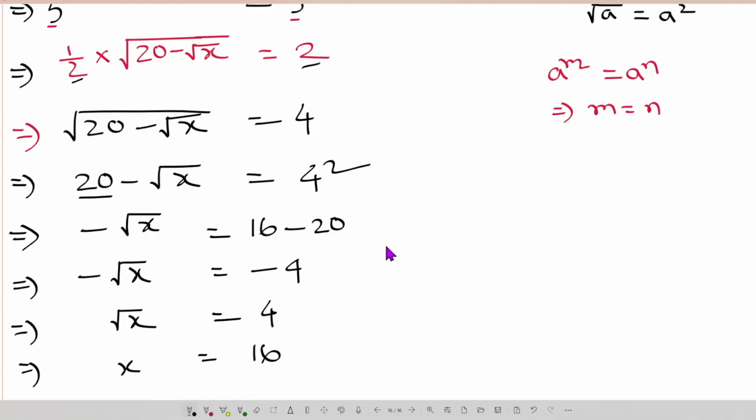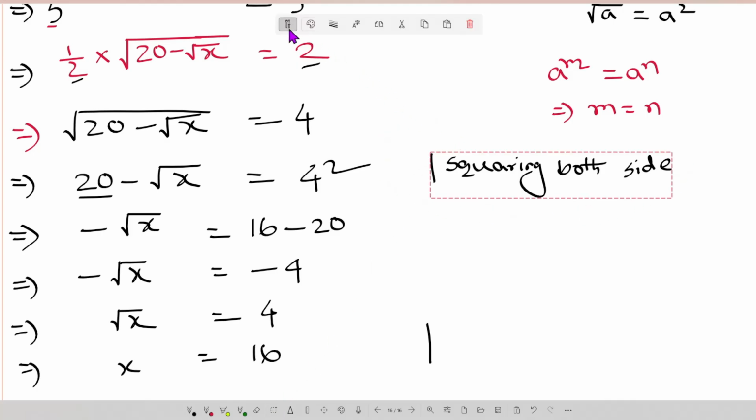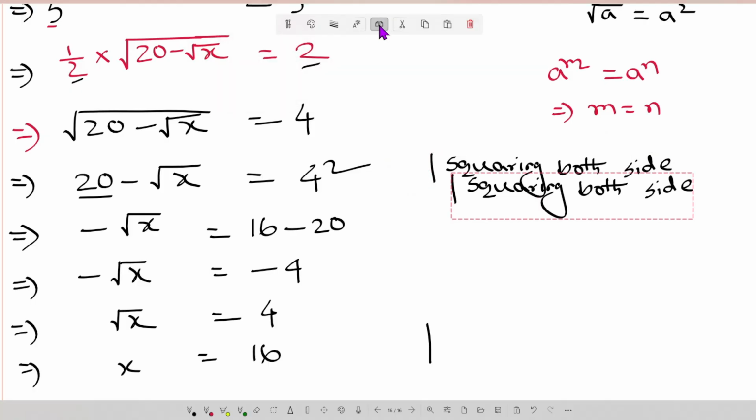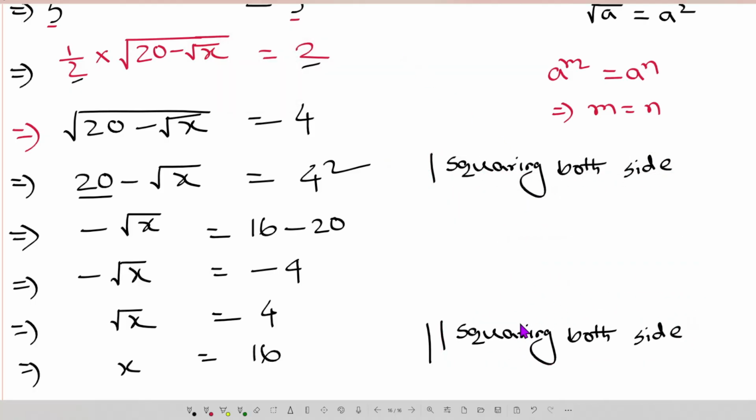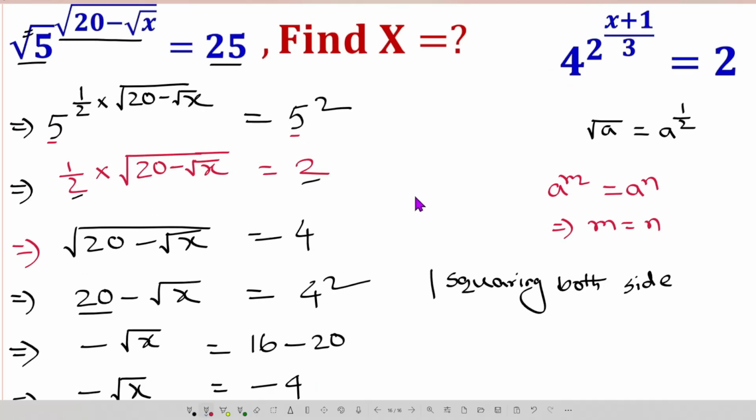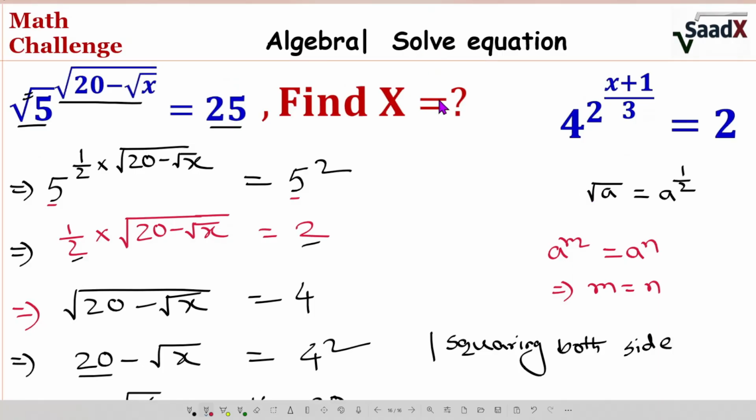You should make a sub note, like here you can write squaring both sides. Similarly, here also you can write squaring both sides, right? So you can write this one, you made a copy, so just put it in here, squaring both sides. Therefore our answer is 16.